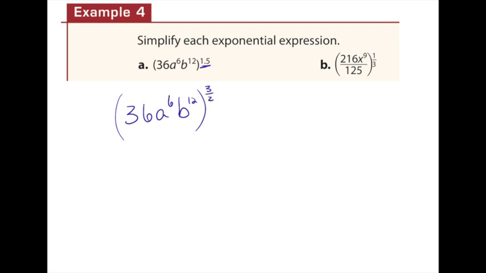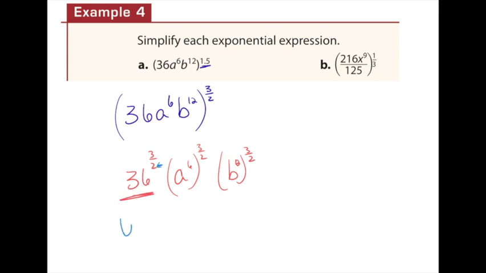3 halves, right? 3 halves. Why is this easier? Because I can rewrite that as a radical if I need to. So I can say 36 to the 3 halves, a to the 6 to the 3 halves, b to the 12th to the 3 halves. For this guy, I can rewrite as a radical.